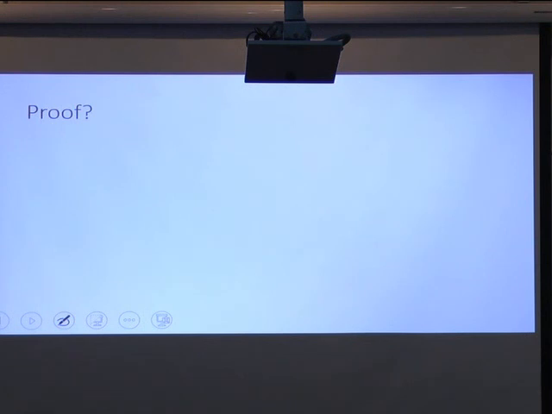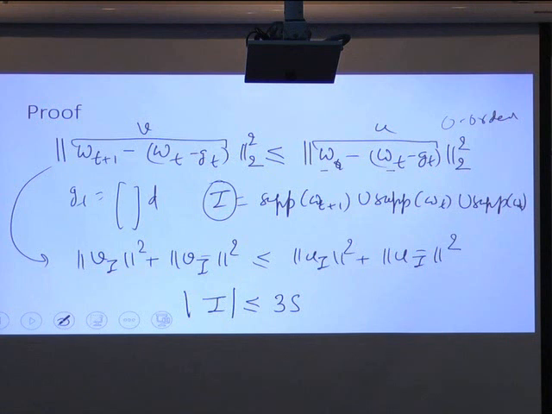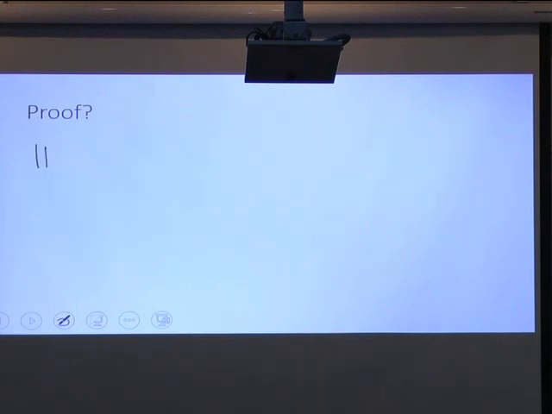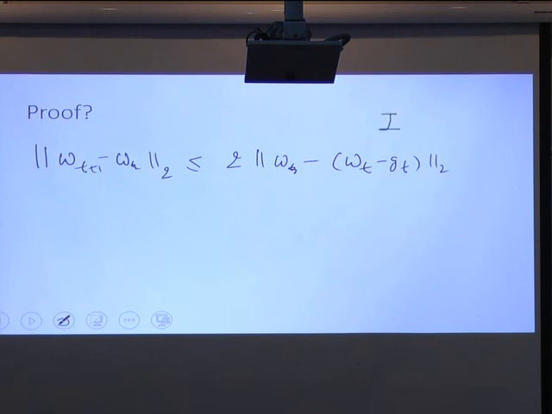So here what I will do is subtract w star and add w star and just apply the triangle inequality, which will mean that the norm of w t plus 1 minus w star is less than or equal to 2 times the norm of w star minus w t minus g t. Remember, all of this is over this set I only, whose size is less than 3s. Also remember that g t, which is the gradient, can be written as X transpose X (w t minus w star).